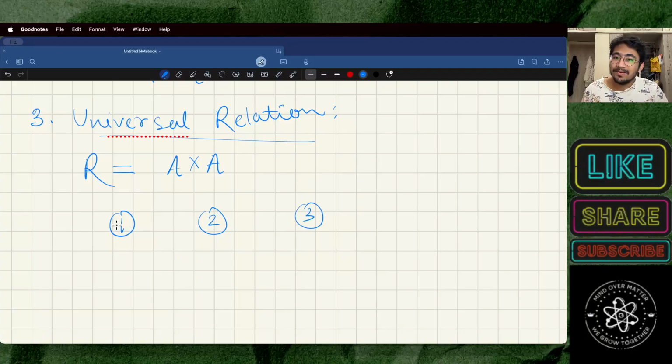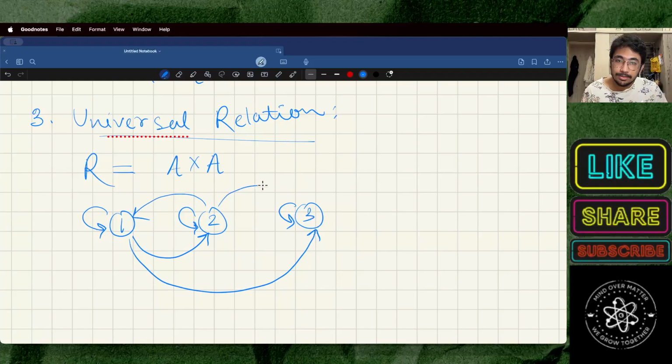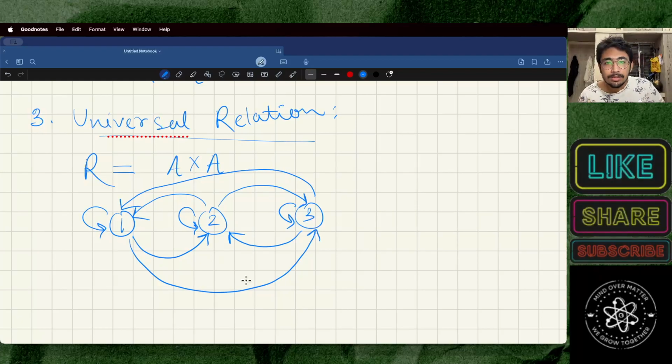So let's draw it. 1 will obviously be related to 1, 2 will be related to 2, 3 is also related to 3 itself. 1 will also be related to 2 and 1 will also be related to 3. And 2 will also be related to 1 and 2 will also be related to 3. 3 will also be related to 2 and 3 will also be related to 1. So I think this is the whole picture. And so the digraph representation looks like a mess.